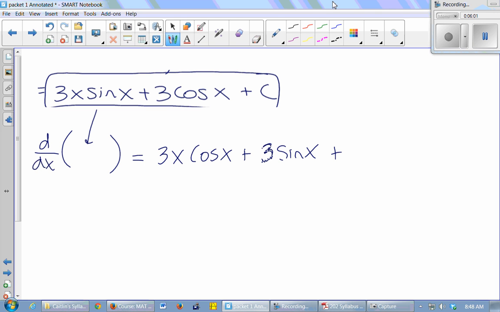And then the second term, the derivative of 3 cosine x. The derivative of cosine is negative sine, so this will be minus 3 sine x. And the derivative of the plus c is 0. Those two terms drop out. And you do get 3x cosine x.